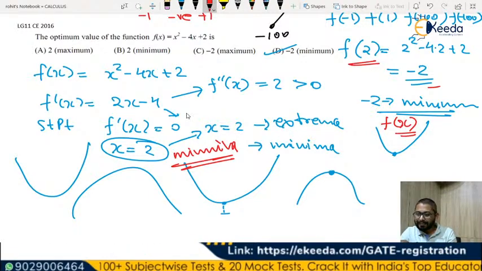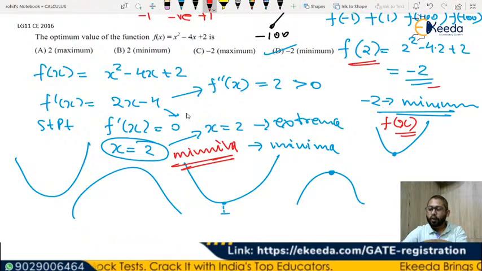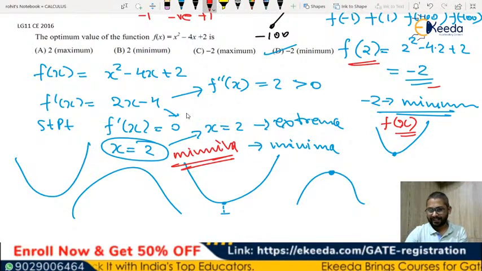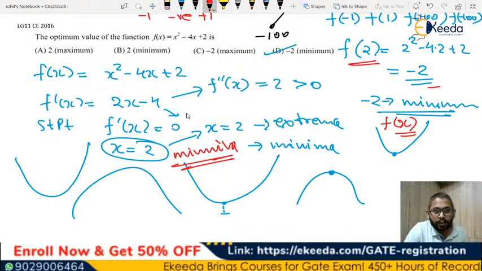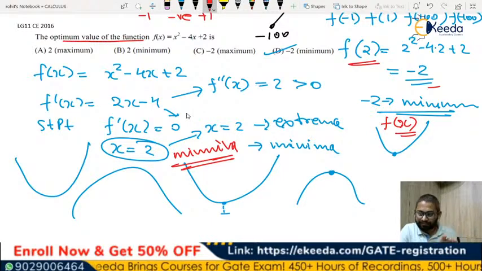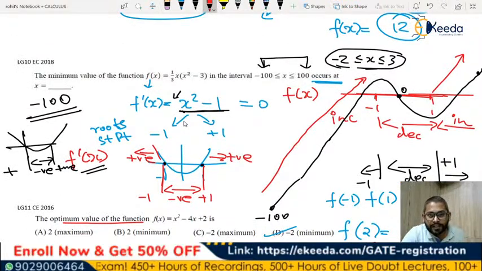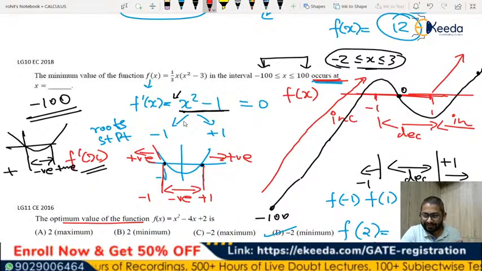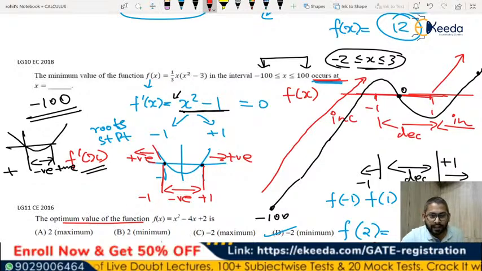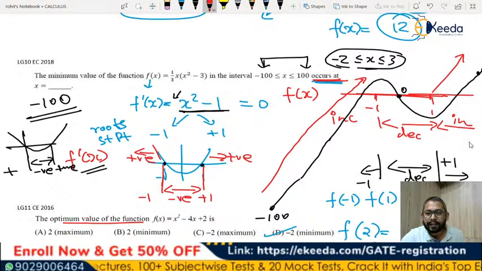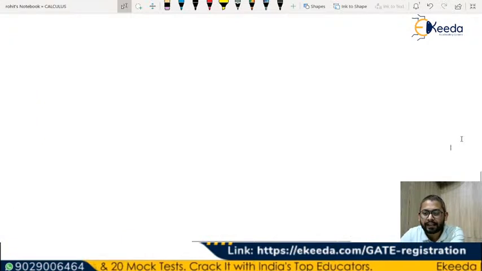Minima and maxima is the location of x, whereas f of x at that point is the minimum or maximum value of f of x. That is the difference. Getting my point? They are asking you the optimum value of the function, whereas in the previous question, the minimum value of this function occurs at what point? Please try to understand. I think many of you are having this confusion. Let me explain. Let me give you the basics.